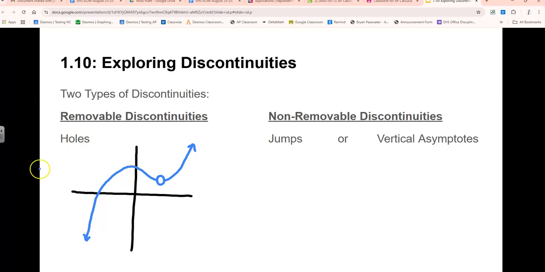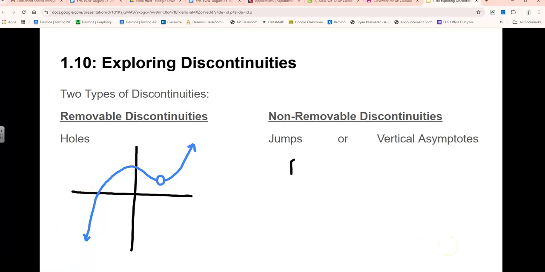So holes are one type of discontinuity. They are probably going to call them removable discontinuities in a multiple choice official AP situation. I call them holes most of the time, but know that those two things can be used interchangeably. Non-removable discontinuities, there's a couple different things that can happen for non-removable discontinuities. Non-removable discontinuities can be jumps or vertical asymptotes.